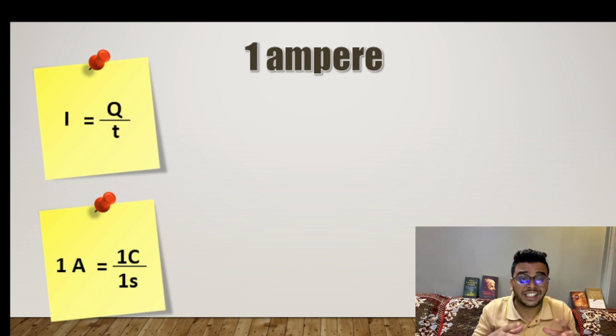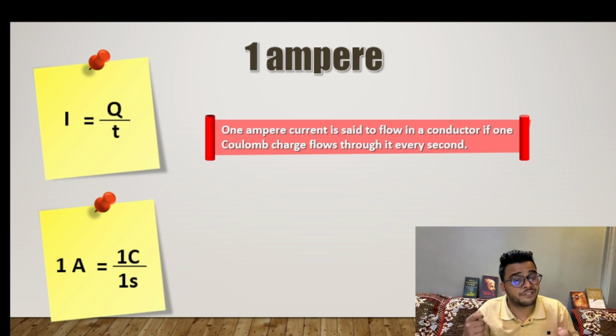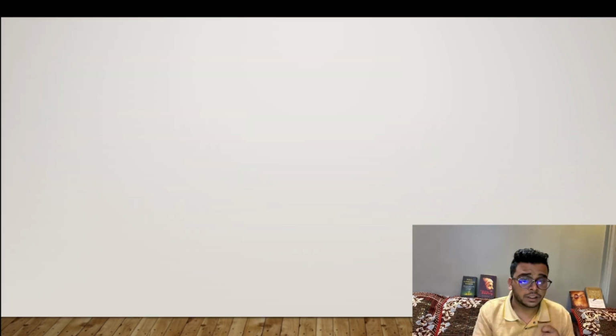Now we have to write this in words to define 1 ampere. So we can say 1 ampere current is said to flow through a conductor if 1 coulomb charge flows through it every second. 1 ampere current will be there when 1 coulomb of charge flows through that conductor every one second. Simple. Now we'll be seeing how does the current flow in a conductor.